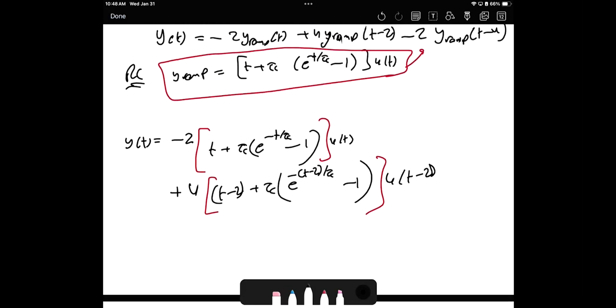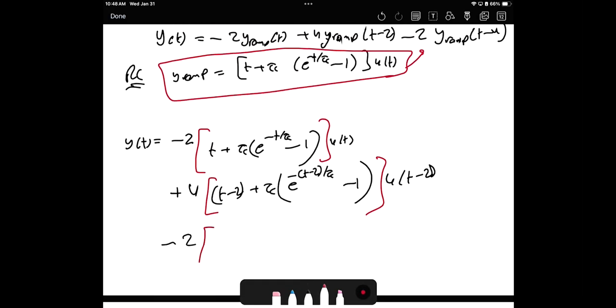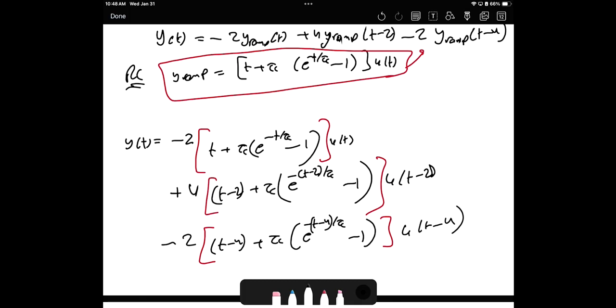Then the last term, which is negative 2, then we have t minus 4. So just replace t by t minus 4 plus tau c e power negative t minus 4 over tau c minus 1, times u of t minus 4. Okay? So that's how we do it. Again, this is still for the RC example.